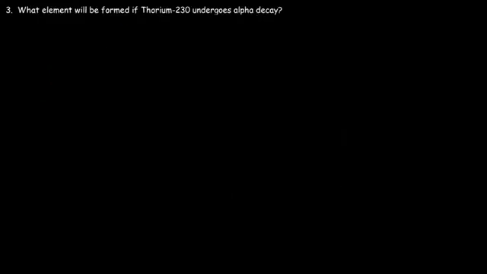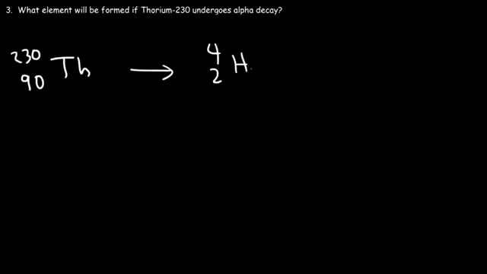Number 3, what element will be formed if thorium-230 undergoes alpha decay? So this particular isotope has a mass of 230, and thorium has an atomic number of, it's right next to uranium, 90. So it undergoes alpha decay. What's going to be the missing element?